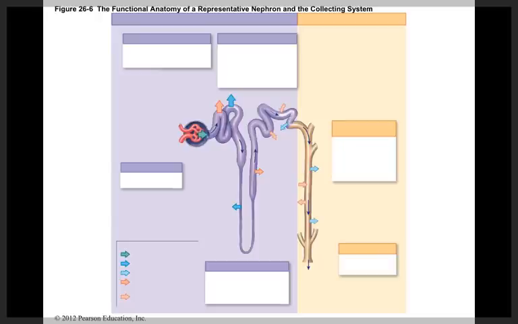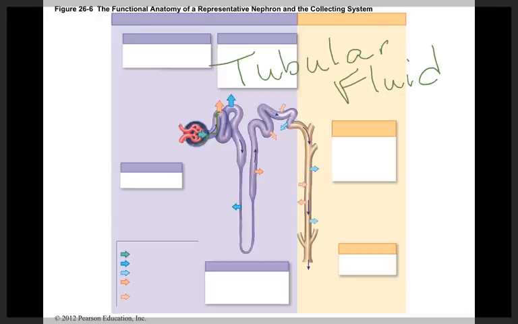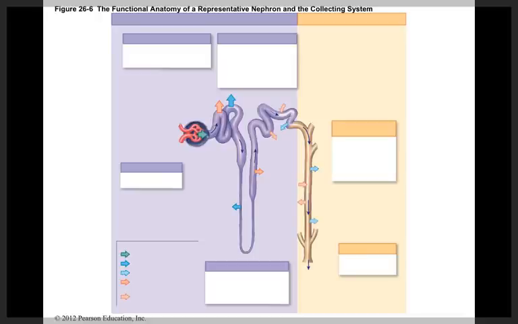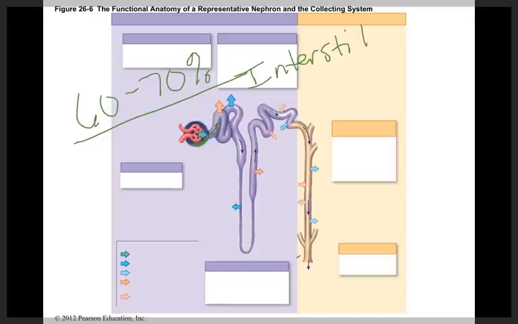Okay, once the filtrate moves into the proximal convoluted tubule, it is then called tubular fluid. It's no longer called filtrate. Once it's in the proximal convoluted tubule, most of the absorption will occur there. So we see these little arrows here. We have the reabsorption of almost 60 to 70% of that original filtrate. So whatever gets filtered into this space and ends up in the proximal convoluted tubule, 60 to 70% of that is going to get reabsorbed back into the body. And it gets reabsorbed back into the interstitial fluid, or the fluid in the tissues surrounding the nephron.